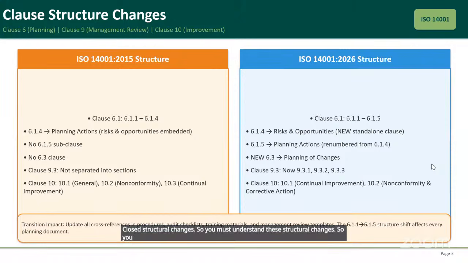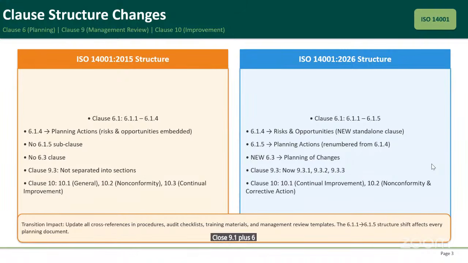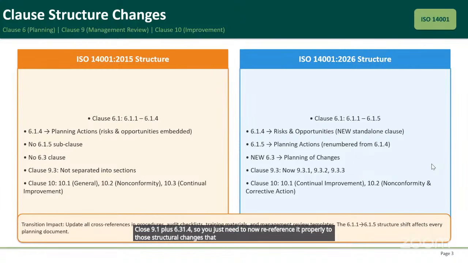So you need to update all your cross-reference procedures. Many of us, if we develop SOPs and the like, reference them to the standard. We say, okay, this one is based on clause 9.1, clause 6.3, clause 6.1.4. So you just need to reference it properly to the structural changes in the new standard. And the management review template, training checklist, audit checklist, and training material, you just need to rearrange them and make them in line with the standard.